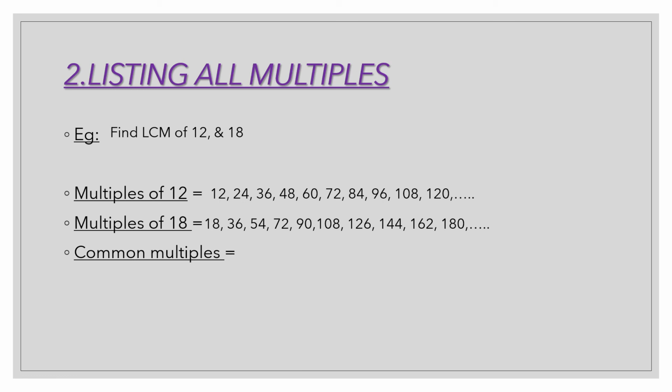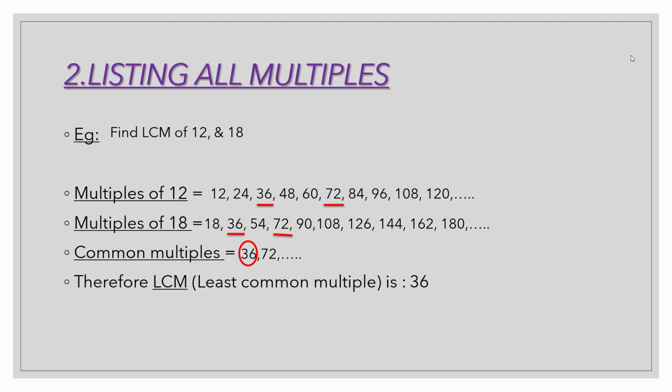So what are the common multiples of 12 and 18? Here 36 is common in both. 72 is also common in both. Now we write 36 and 72 and so on. Here we are finding the least common multiple. Least means smallest common multiple. That is, 36 is the least common multiple of 12 and 18. So therefore LCM of 12 and 18 is 36.